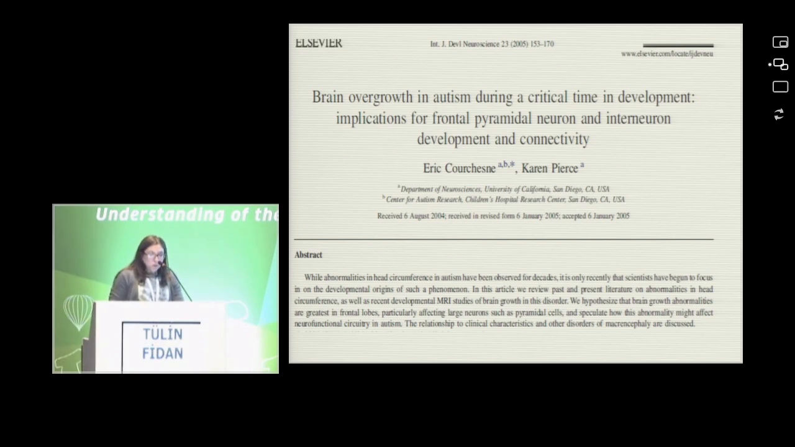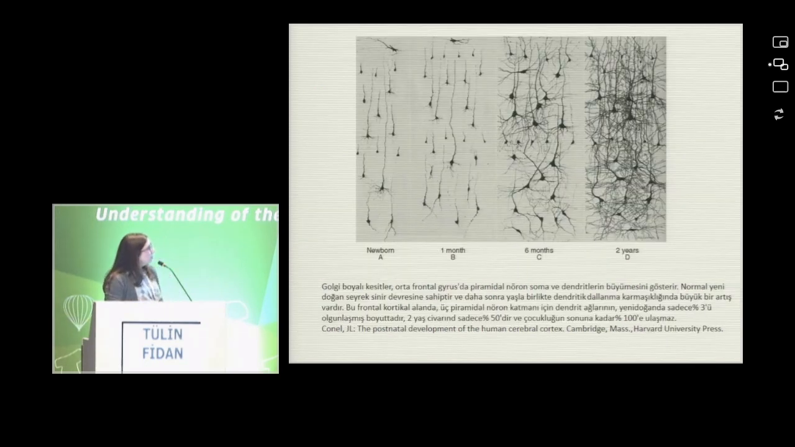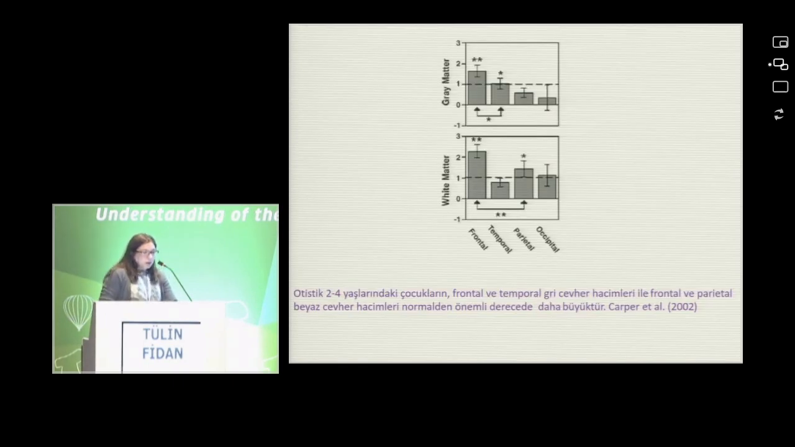There is a study done by Eric Courchesne and Karen Pierce about brain overgrowth in autism during a critical time in development, with implications for frontal pyramidal neuron and interneuron development and connectivity. So they are talking about an increase in those parts of the brain. As you can see on the slide, in the neonatal period, pyramidal cell number increases with age, and also the synaptic connections of these cells increase with age.